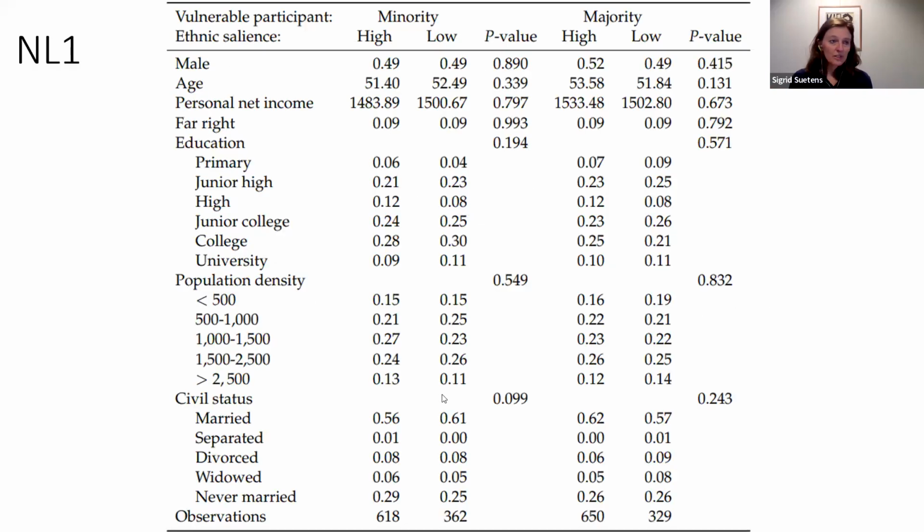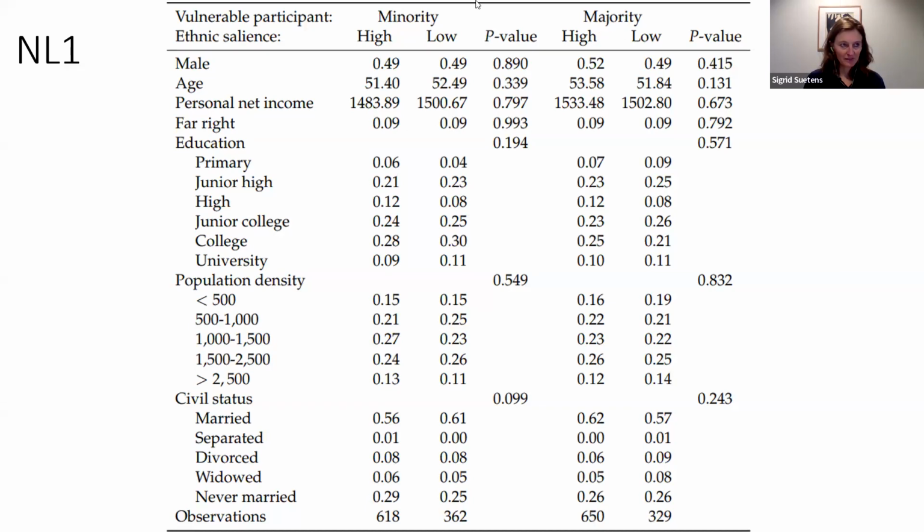Okay, let me show you very quickly some balancing tables. This is for the Netherlands. It's a lot of numbers, and I'm not going to go through all of them, obviously. The vulnerable participant is either from the minority group or from the majority group. Remember, decision makers are all majority, and vulnerable participants are from the minority group or the majority group. So this means that the treatment allocation to minority or majority is random, right?